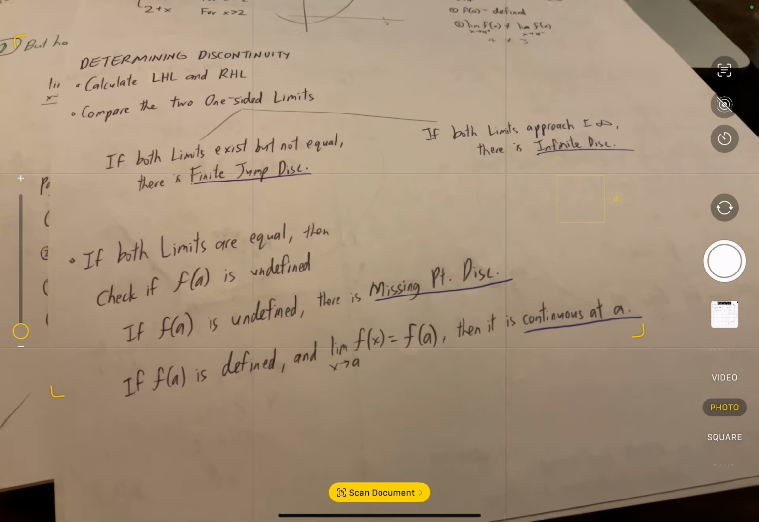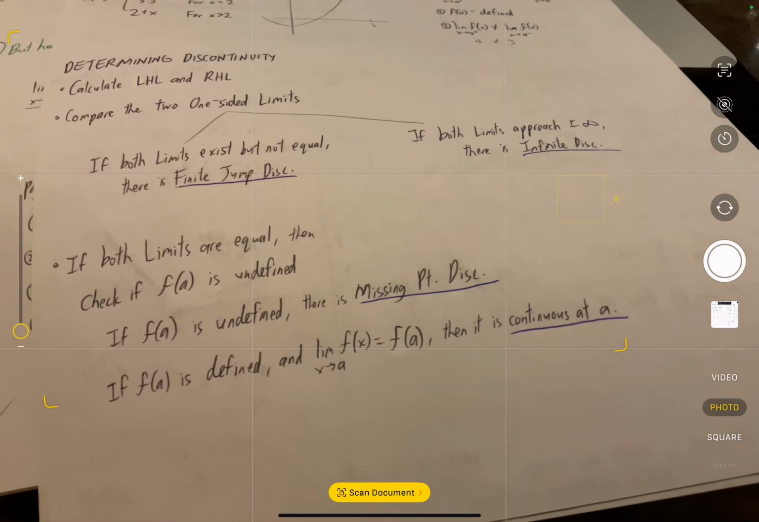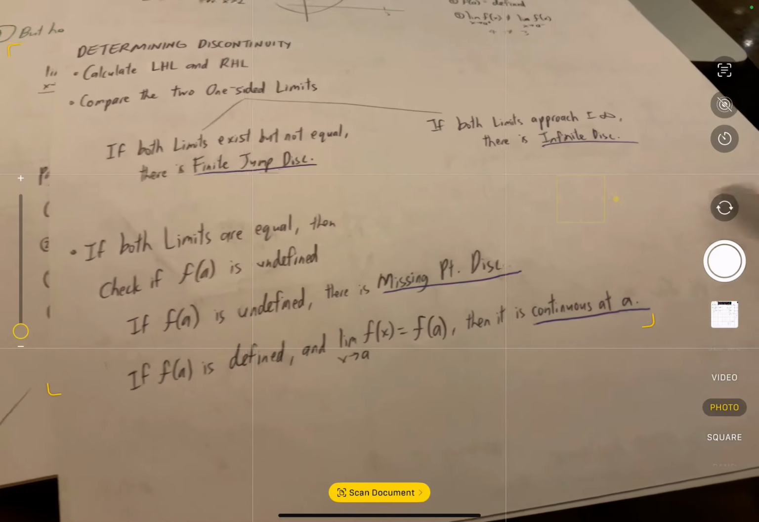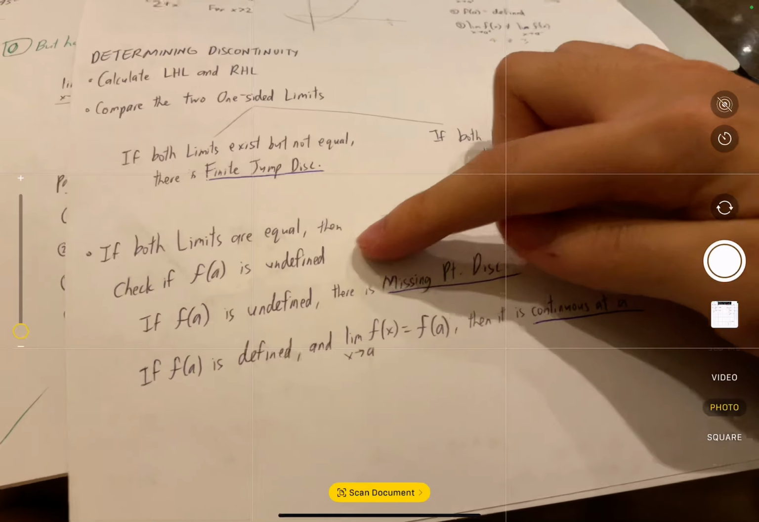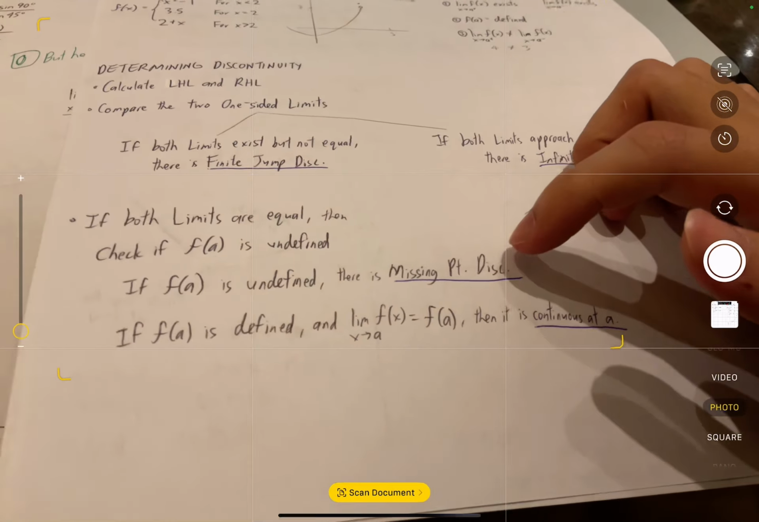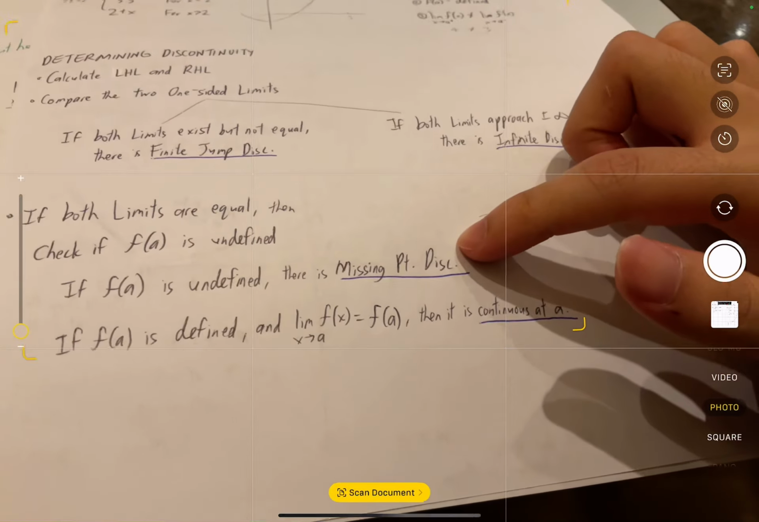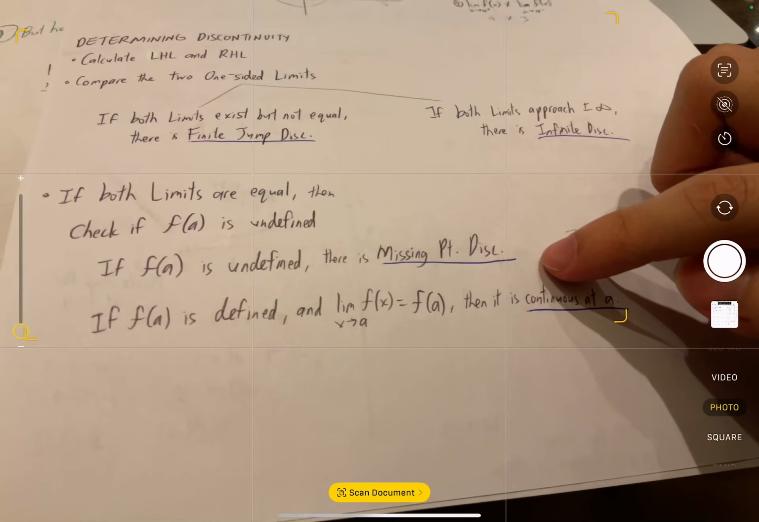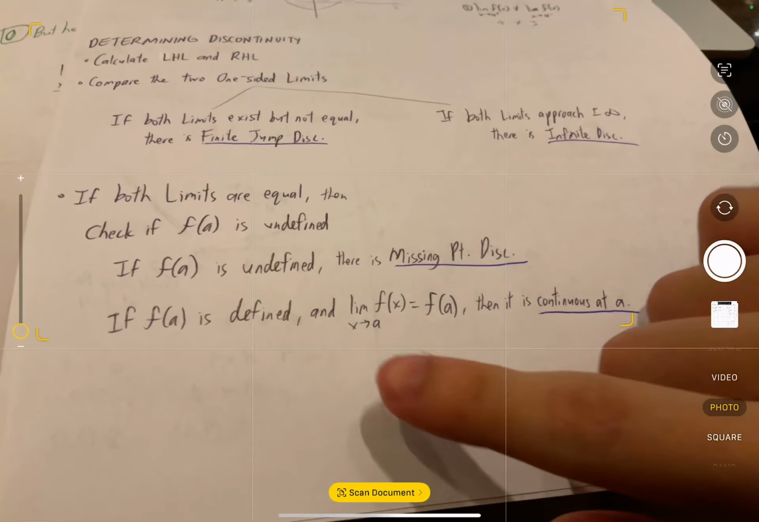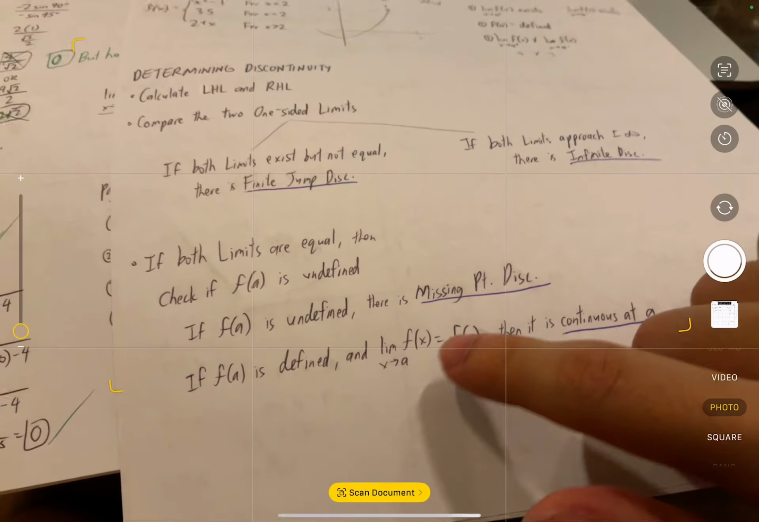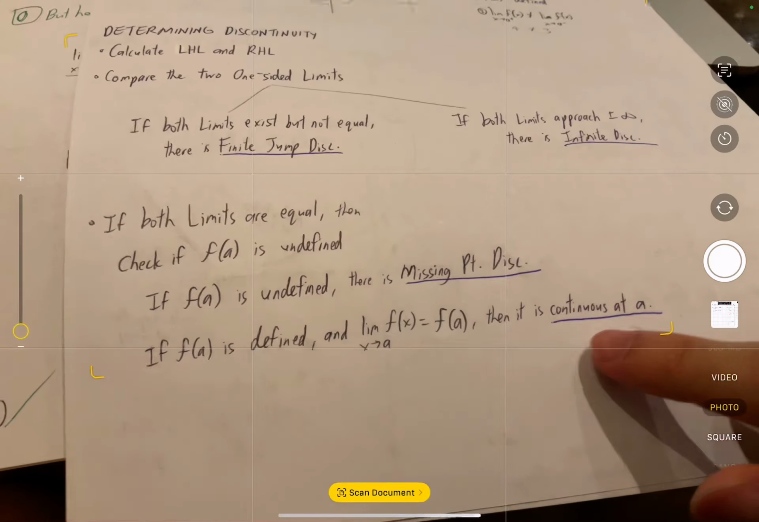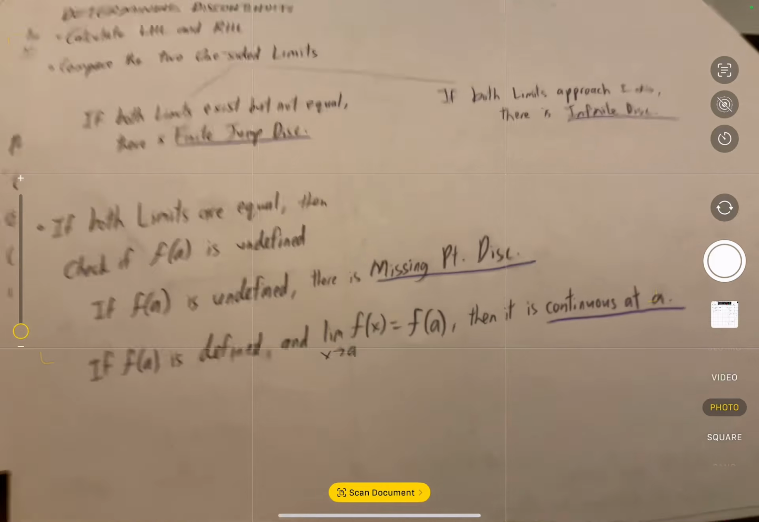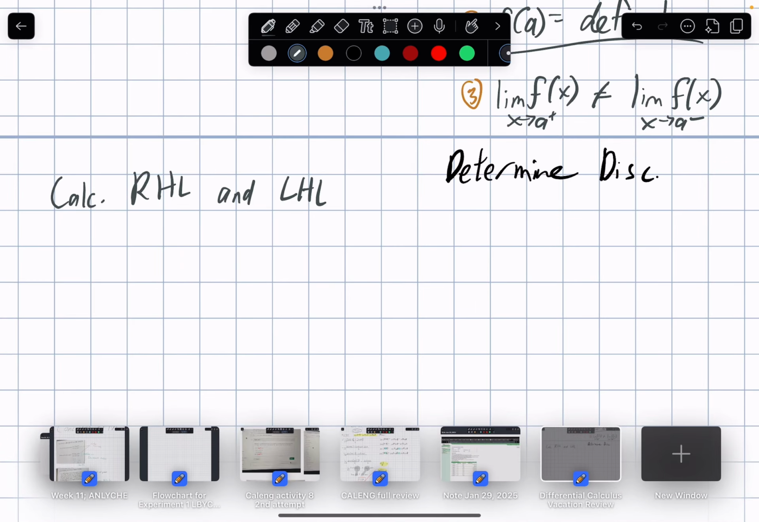From my observations, I think that's the case. So if both limits are equal, then you check if f of a is undefined. If f of a is undefined, then there is a missing point. If f of a is defined, and this condition is met, I believe this is the third condition, therefore it is continuous at a. So yeah, that's basically it.